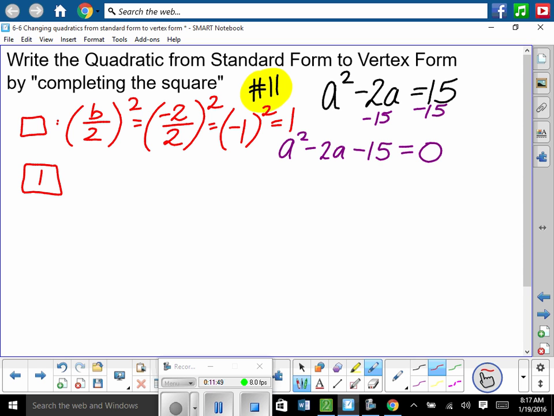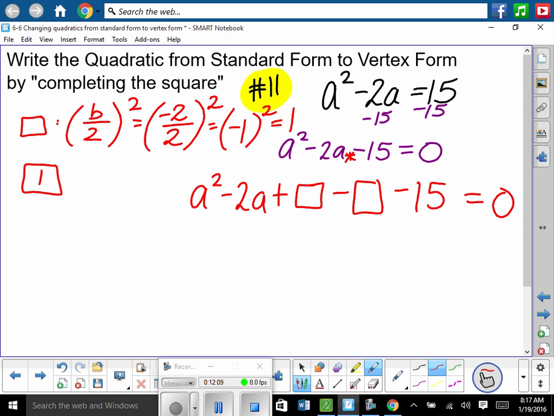So after your bx value, which would be after this 2a, we're going to add our square. So I'm going to write it out like this. A squared minus 2a. We're going to add our square. We're going to subtract our square so that we're not changing it. We're just adding in a fancy 0. And then we still have minus 15. Does everybody see where I inserted it in? After bx, our fancy 0. So our square was 1. So put in your 1. And then we can continue.